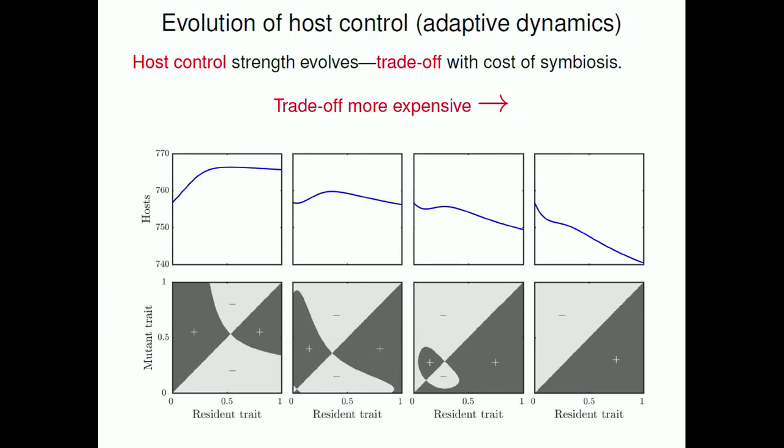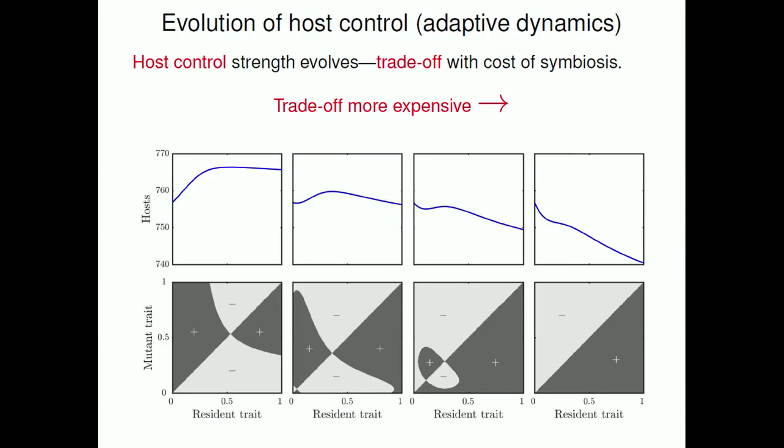And then finally, we wanted to investigate how this might evolve. And so we just did some simple adaptive dynamics, for anyone who's familiar with that sort of thing. And what we say is that the amount of host control you have evolves, but there's a trade-off in that symbionts become more costly. As you invest in controlling your population, you lose a bit of growth because you're doing this control.